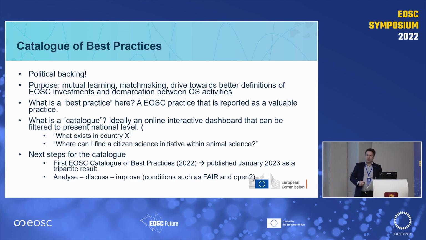Now, a few words on the use case catalog. The catalog of best practices was suggested by the EOSC Steering Board and the tripartite event, the Association, the Commission, and the Steering Board together in December 21. We all said that we should have this, we should draft this. This has a strong political backing. It has also been put in as one of the outcomes of the ERA Action 1 on Open Science and EOSC. So this is something that will happen and must happen.